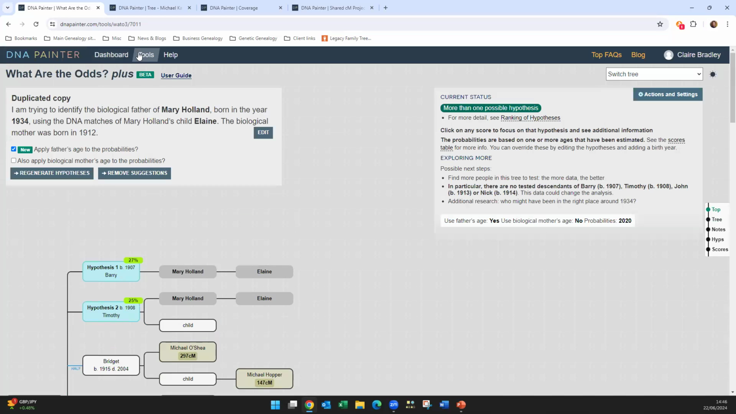So one of the other tools on DNA Painter, and I'm only going to mention it for a minute because it really requires a longer session than we can do today, is the chromosome painting. And I'm just setting that up for you now, one second. So a chromosome painting then is where you take segments of DNA that you share with individual people and you paint them into your chromosome.